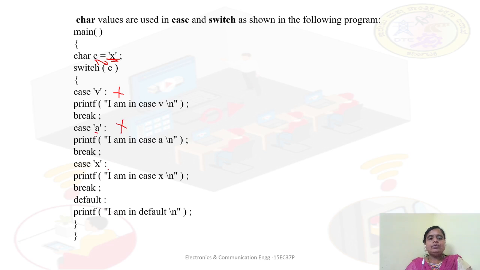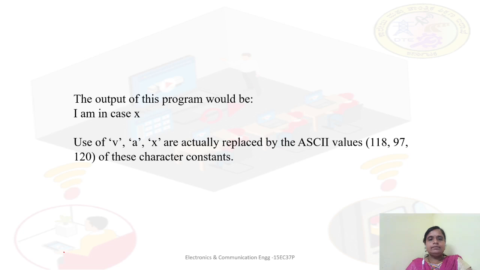Again, it is not matching with X, so it's not going to execute this case also. Then it comes to the third one. Here case is equal to X, so it is going to execute the case X. And as we have used the break, it is not going through the default also. It directly comes out to your statement X. This is how your switch is going to work. Okay. So when we are going to use these characters, they will be replaced by the respective ASCII values. The compiler first converts these to the ASCII values and then the comparison is done.